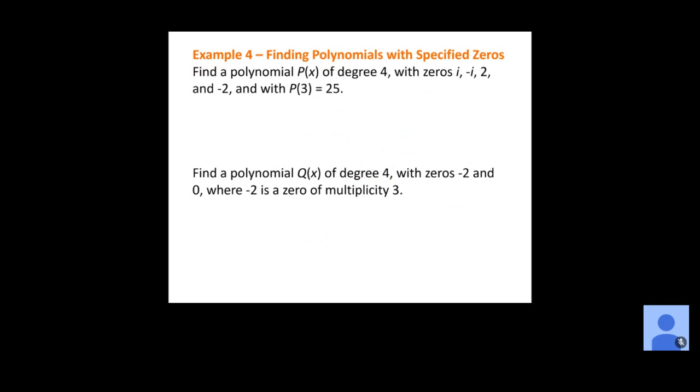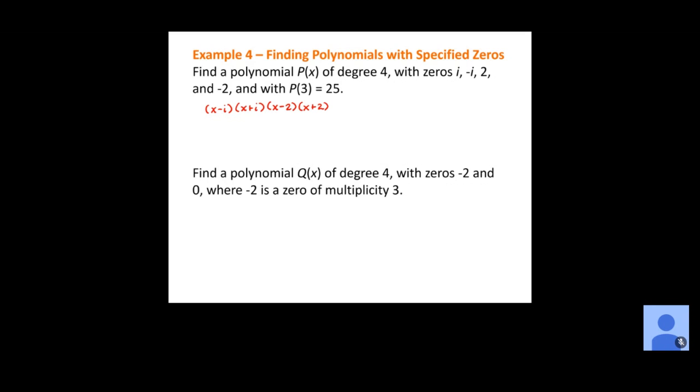All right, so now we want to work backwards. We're given the zeros of this polynomial, and we're asked to find a polynomial of degree 4 that has those zeros. Well, remember, if we know the zeros, then we also know the factors. So in this case, I'm going to start with that. I've got x minus i has to be a factor since i is a zero. x plus i must also be a factor because negative i is a zero. x minus 2 is a factor because of the positive 2, and x plus 2 is a factor because of the negative 2.